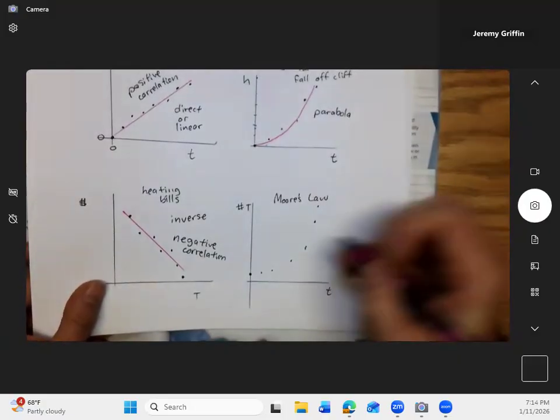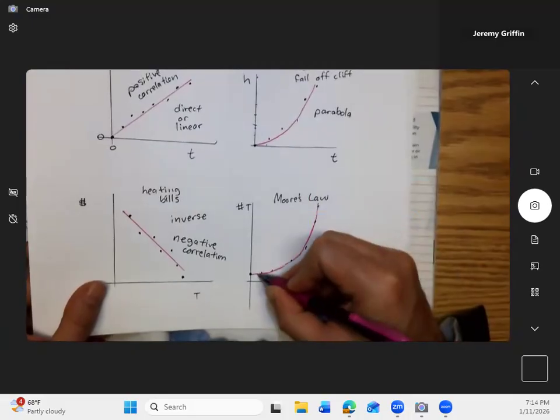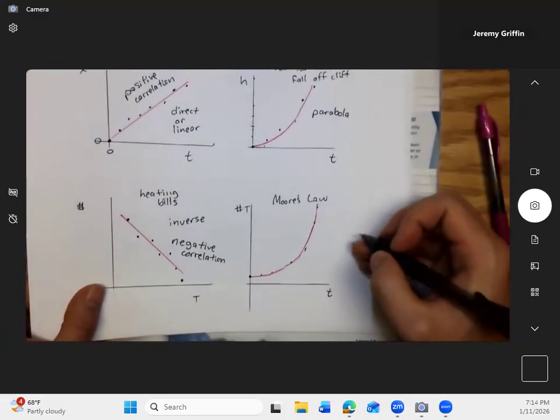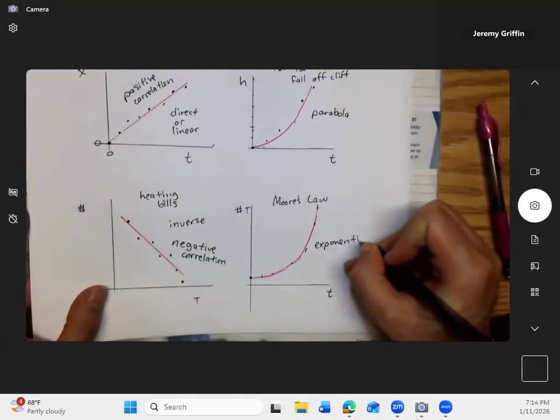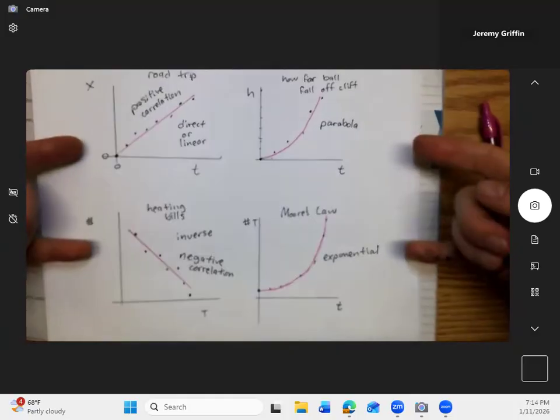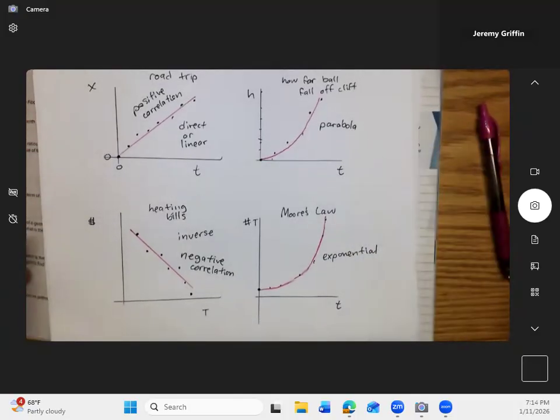It takes off real fast. It gets real steep. As long as both these axes are scaled linearly, this creates a classic looking exponential curve. Exponential. Okay. All right. So there you go. There are examples of four different types of relationships you can see. I attached some stories to those.